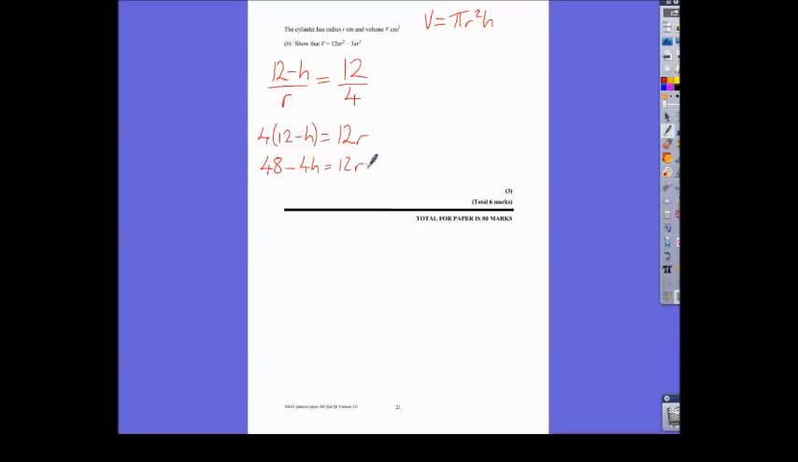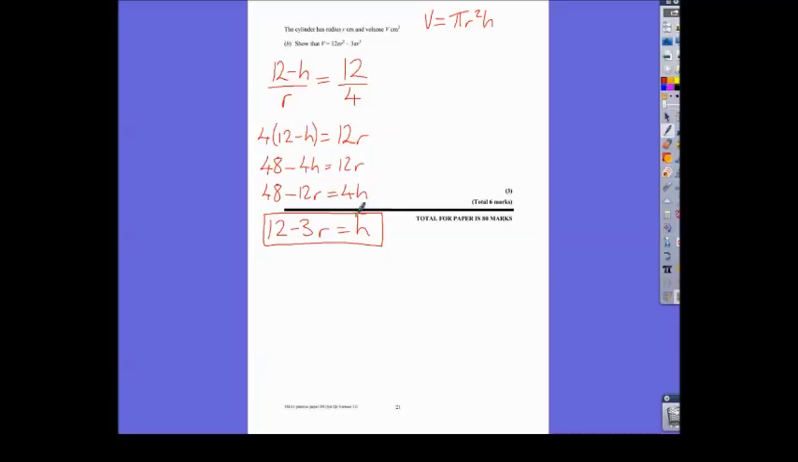If we want the h's to be positive, because we want this in terms of h, I'm going to take the h on that side and take the r's on that side. So I'll have 48 minus 12r equals 4h. Just done a little double swap there. And then divide through by 4, I have 12 minus 3r equals h. So h is equal to 12 minus 3r using similar shapes.